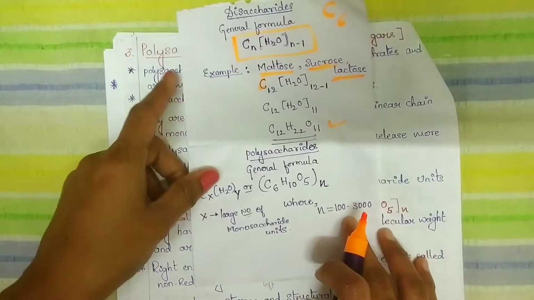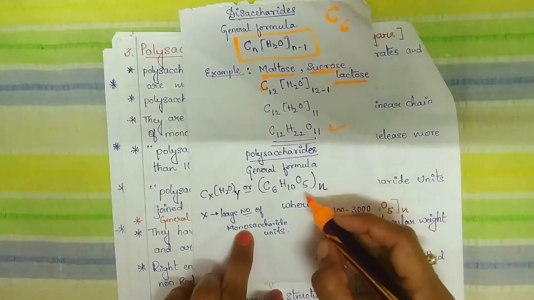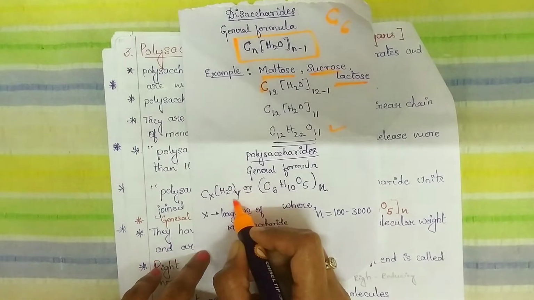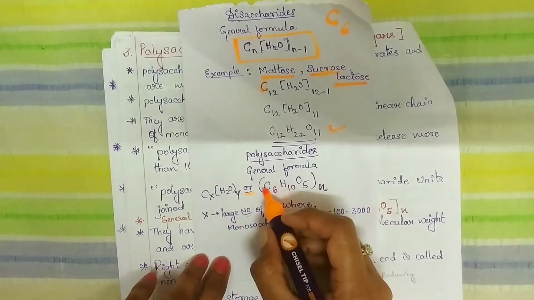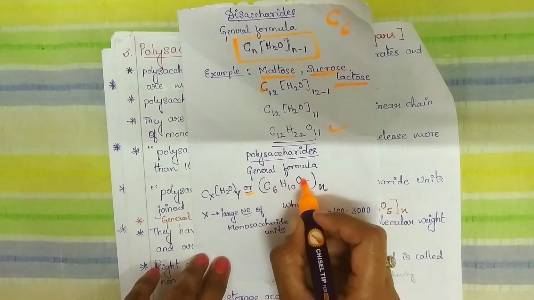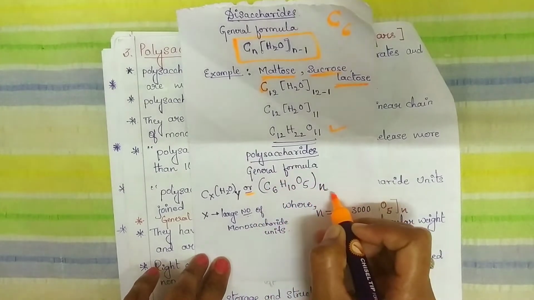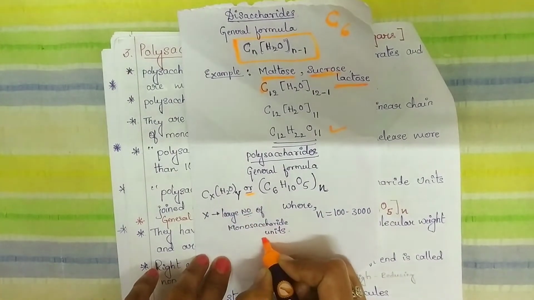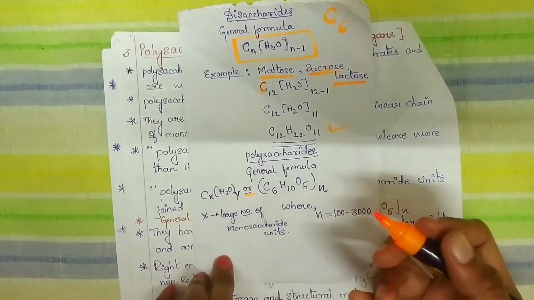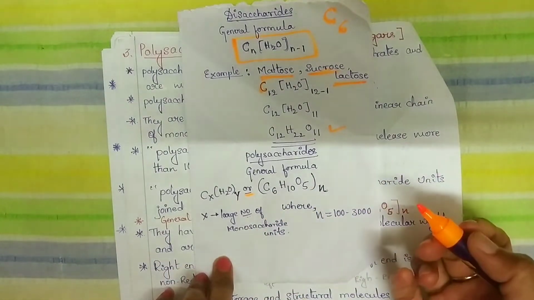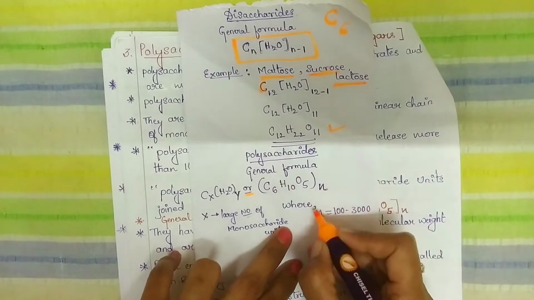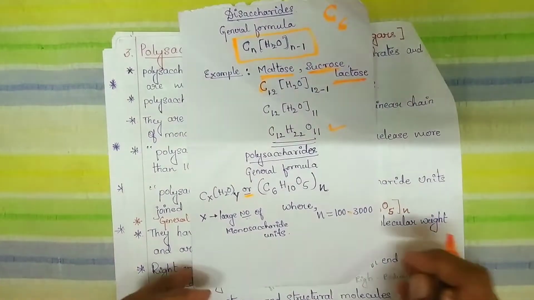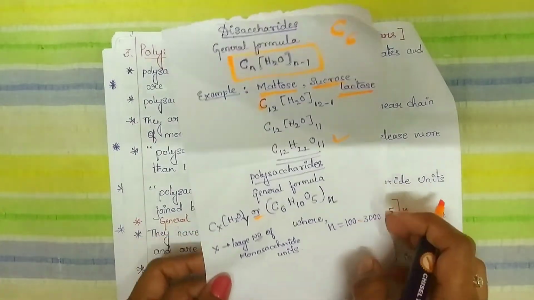Coming to the polysaccharides, as we are discussing the polysaccharides now, the general formula for polysaccharides is Cx(H2O)y, or another formula is (C6H10O5)n. Here x indicates a large number of monosaccharide units. Large number of monosaccharide units means, as I said before, it may be more than 100, more than thousands. And for this formula, n indicates the number of monosaccharide units. So this is about the general formula of the polysaccharide.